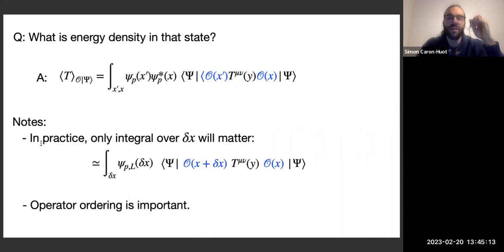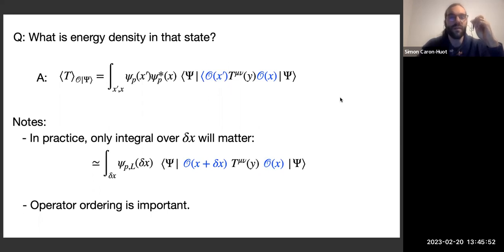Here's a quick technical comment. You can basically ignore this, but in practice, you don't really need 2 wave packets. Just a wave packet with respect to the distance between those two is enough. So we'll simplify the formula in this way. But the main thing to notice about this formula is the operator ordering. When you take the expectation value in the state O psi, you need to put O psi in the bra and the ket, and you put T in the middle. It's very important that the O's are not next to each other. So the operator ordering will be important in what follows.